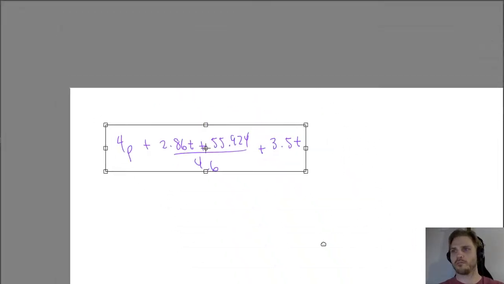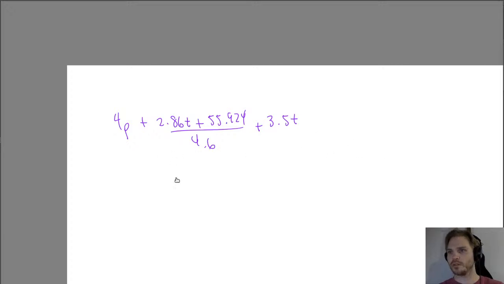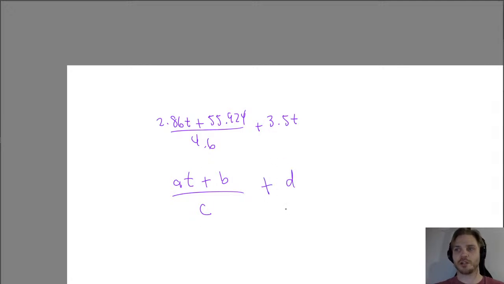All right. So let's look at this thing. We really can ignore this here. We don't need that. And let's look at this. So we've got a number times t plus another number divided by another number. And we want to add a completely different number to this. So this is like a fraction. And this has a t as well, so this is a like term with this.